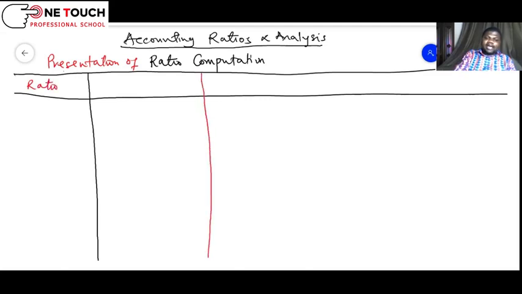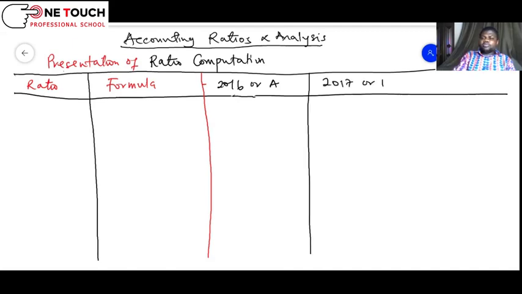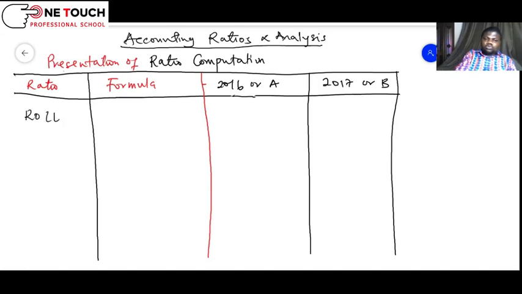You state the formula. Then you compute. If it's for 2016, 2017, if it's for 2016, you do that. Or if it's for company A, you bring it and then you calculate. Then you do that of 2017 or B, depending on how it has been arranged. This is how you do it. So when you pick something like ROE, you give us the formula. After that, you compute it for A and B, or 2016, 2017, in that order.